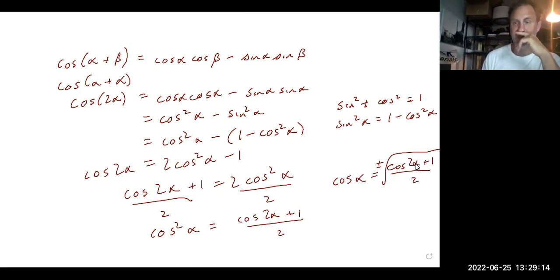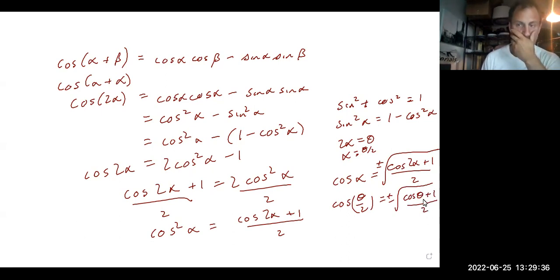So the reason this is called the half angle formula is because if I rename 2 alpha as theta, then alpha equals theta over 2. So in other words, cosine of theta over 2 is equal to plus or minus the square root of cosine theta plus 1 over 2. So that's cosine's double angle, cosine's half angle. Let's do sine's half angle.